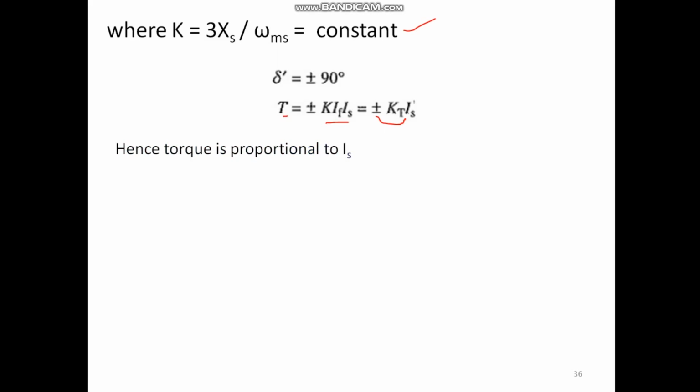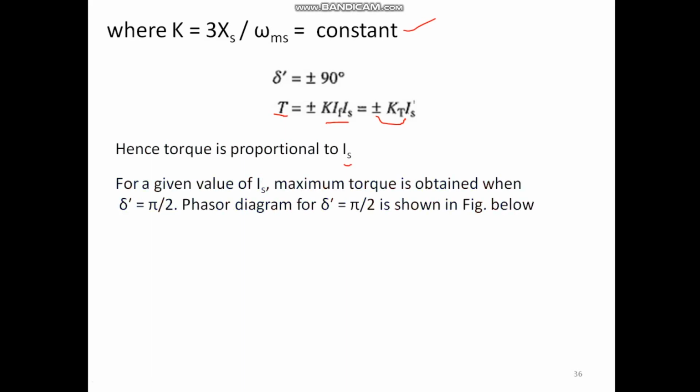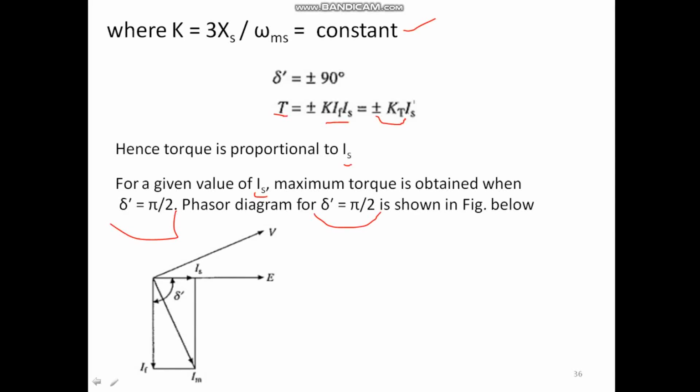Now hence the torque is proportional to, what you get to know with this equation, IS, which is my source current. So for a given value of IS, maximum torque is obtained when delta dash is pi by 2, because my sin 90 would be 1, right? So the phasor diagram for this condition when my delta dash is pi by 2 is shown here.